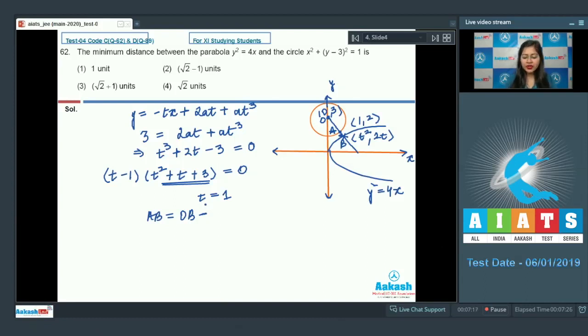OA is equal to the radius of the circle, which is equal to 1. So this is equal to OB, that is, under root of (1 minus 0) whole square plus (2 minus 3) whole square. That is again 1 minus 1. So this is equal to root 2 minus 1 units. Therefore, the correct answer will be option number 2.